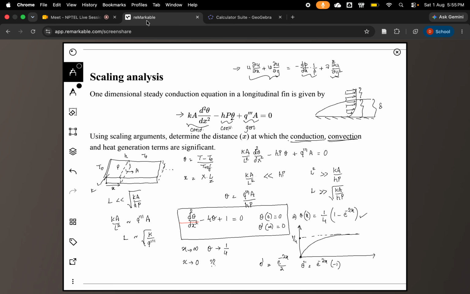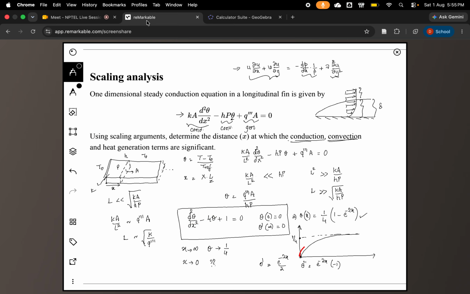Instead, we can also use an alternate approach where we know that as x tends to infinity, the contribution of this term is negligible. So we get theta equals 1 by 4. Similarly, when x tends to 0, we know that these two terms are comparable to each other. So we can solve this equation and get one solution. Now what we have to do is match this solution with the other solution in some intermediate region.